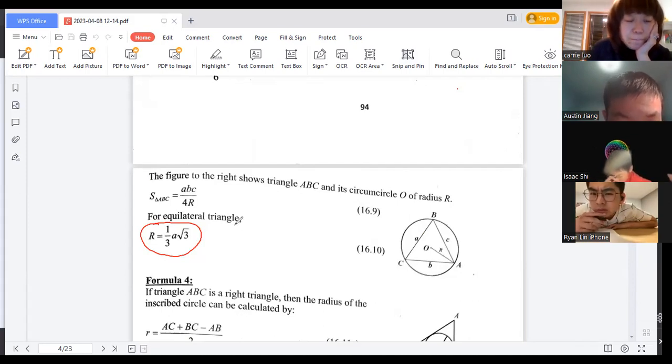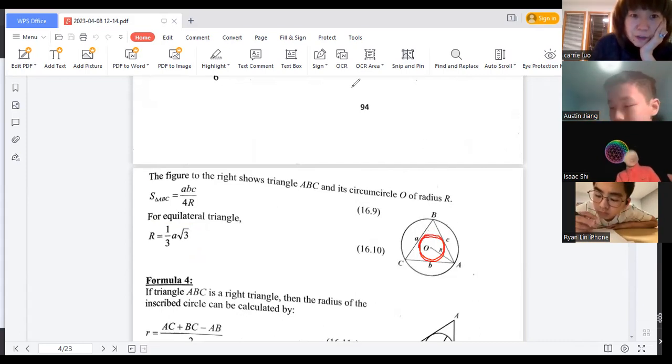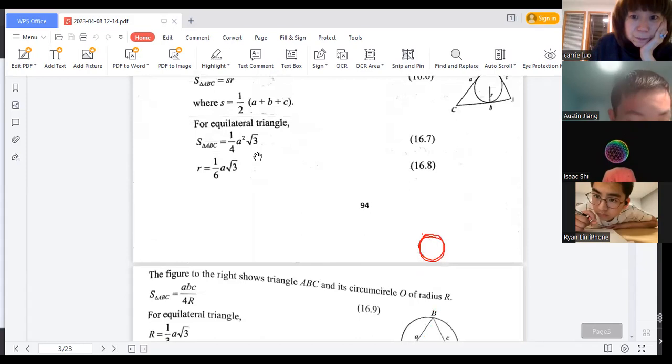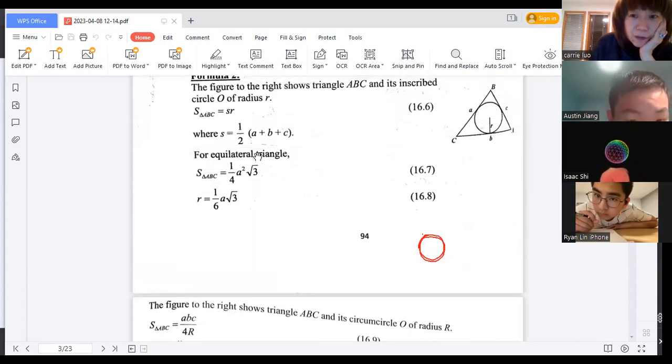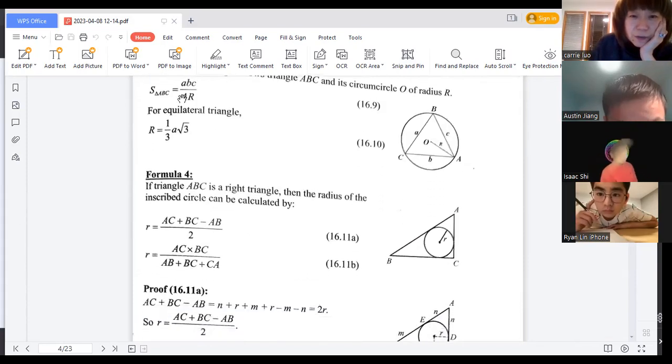Understand, everyone? The outer circle's radius is twice the inner circle's. Very good, Austin. I just want to talk about it: if inside I inscribe another circle, you can basically use everything from before. Get it? So they have a relationship like Austin said. So let's take a look at formula 4.